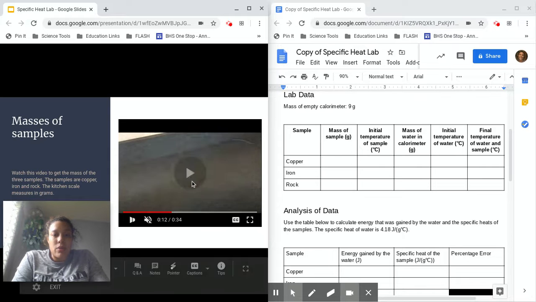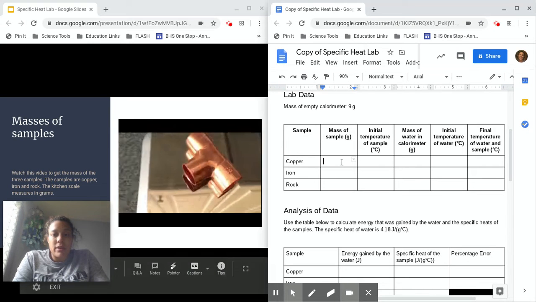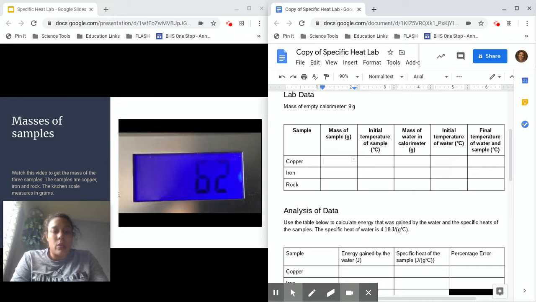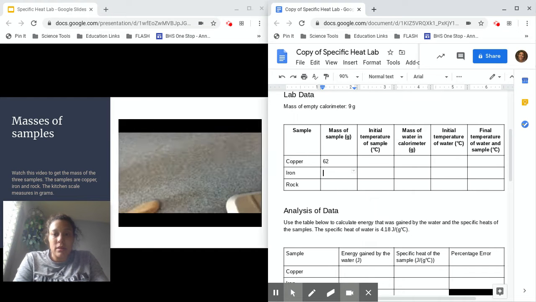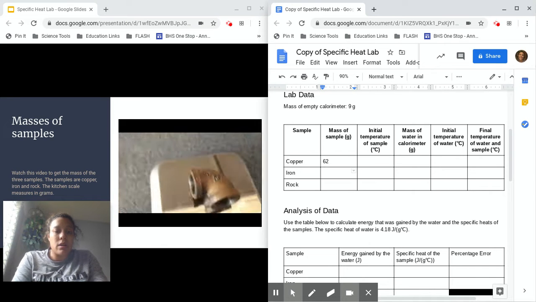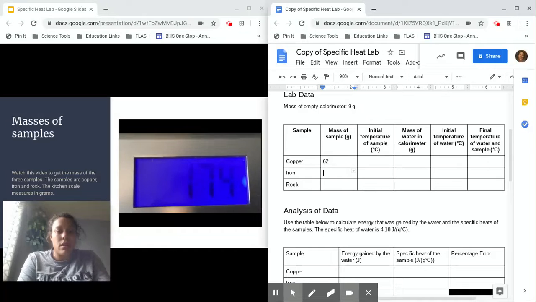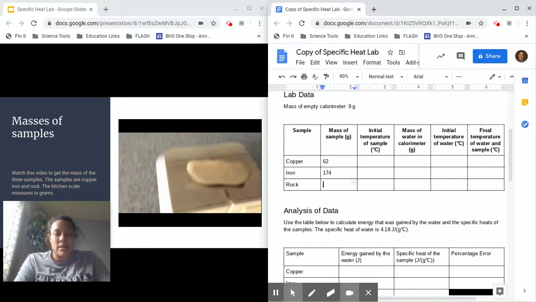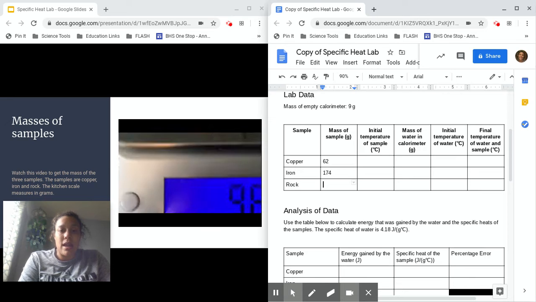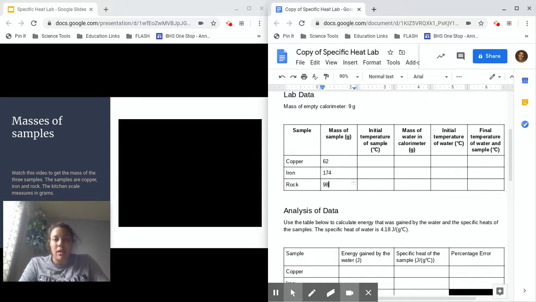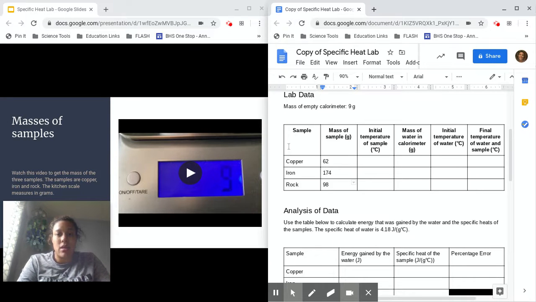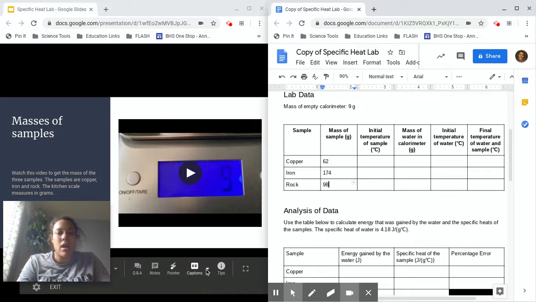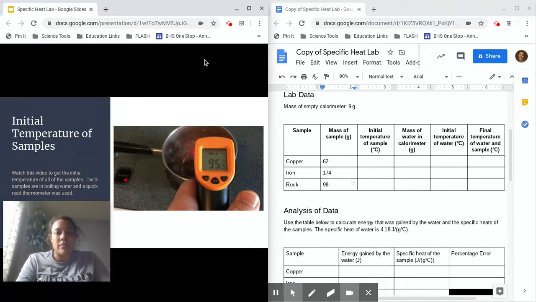Now it's going to go through and tell us the mass of all three of our samples. So starting with copper, we have 62 grams. Moving on to iron, 174 grams. And then my last one is the rock, which should say 98 grams, right? So I've got my 3 sample masses listed in there along with the mass of my empty foam container. I think everyone was able to successfully identify that. But the next part is figuring out initial temperatures of the samples.